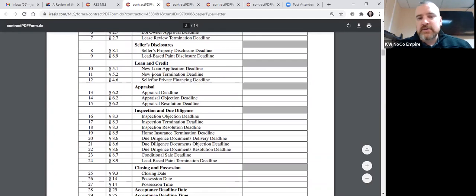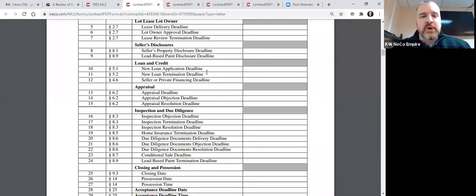Okay. As far as seller's disclosures, no difference between your typical contract to buy and sell in this contract. New loan application and new loan termination deadlines, again, similar to our contract to buy and sell. What you'll see is that some of the assumption, right, and those other financing deadlines are removed from this particular contract, because I don't know of any lenders out there who are doing assumable loans on a manufactured home. Right? It's just not a thing in most cases.